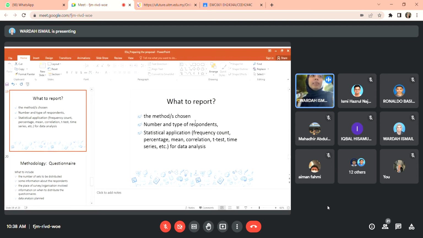Okay, now what to report, what to write in your methodology. Okay, you can write the method chosen. You punya method will be survey using questionnaire. Okay, number and type of respondents. Okay, for your respondents, wajib you are compulsory to search for 30 participants. 30 participants. So you kena pass the links to your questionnaire tu nanti dekat 30 students.